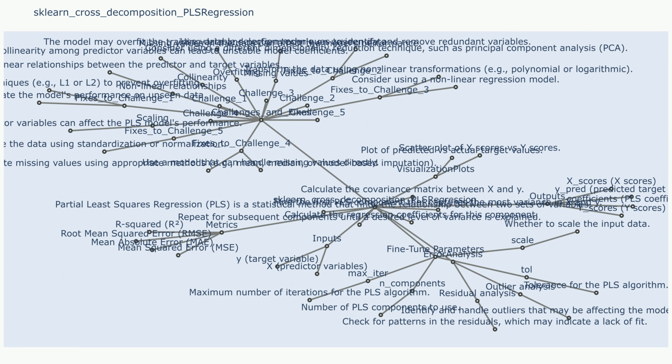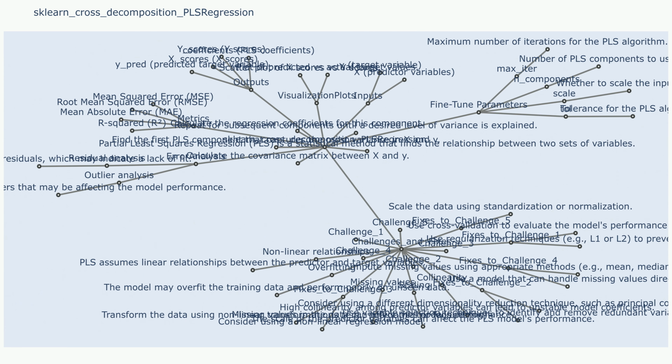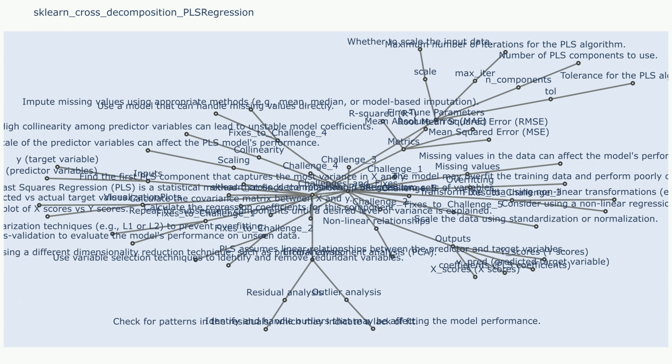Steps: calculate the covariance matrix between X and Y. Find the singular value decomposition, SVD, of the covariance matrix. Extract the top n components' singular values and their corresponding vectors. Project both X and Y onto the subspace spanned by the extracted singular vectors, resulting in the X scores and Y scores. Fit a linear model using the X scores to predict the Y scores.